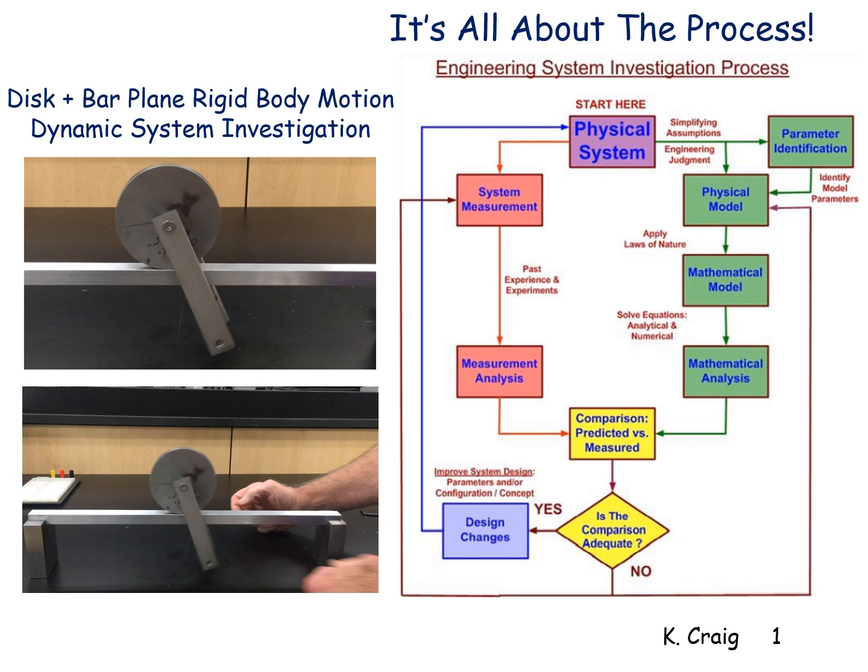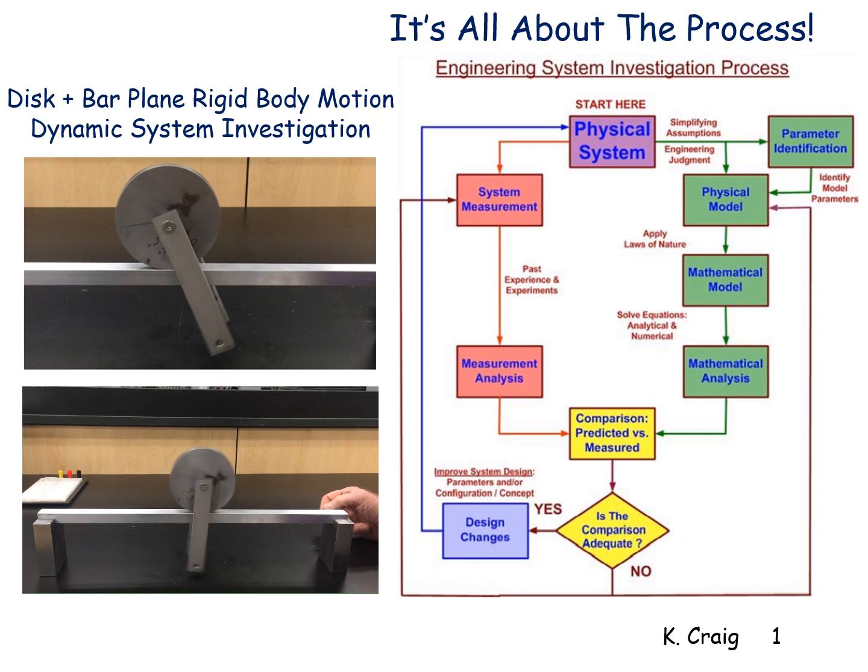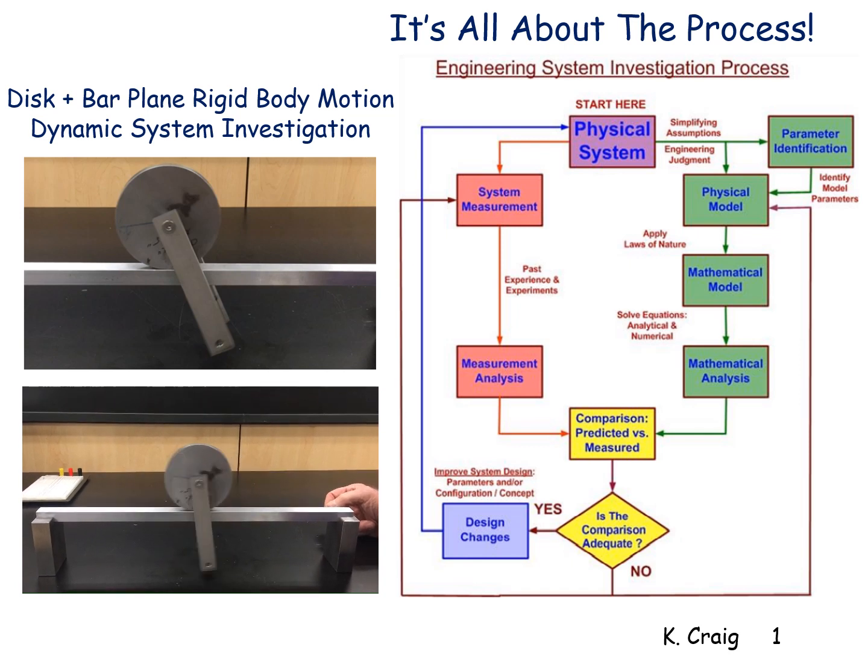This is a presentation about a disc bar rigid body that moves in plane motion. Here you see a picture of that rigid body. It's a disc with two bars rigidly attached to the disc, one on the front of the disc and one on the back of the disc. The reason for the two bars is so that the rigid body can perform plane motion.